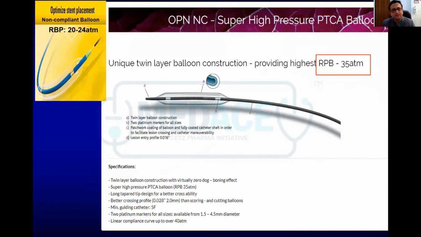So this is the OPN balloon. It's a 2-layered balloon which can go up to 35 atmospheres, even higher, where people have used it up to 40. But I don't recommend using it because, to me, it probably can cause more perforation than dissections and such. So it's not something that I feel like recommending.